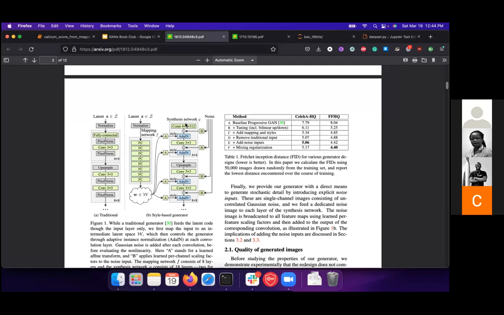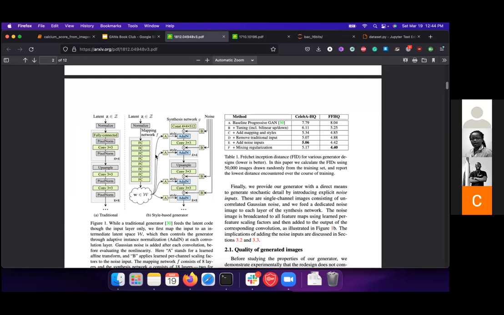The only thing we have to understand is where does the style come from? Because there are a lot of styles here. Where does style come from? These styles come from a mapping network. I'll go to the next slide to explain this. Actually, not explain this, and I'll explain why I'm not explaining this also.